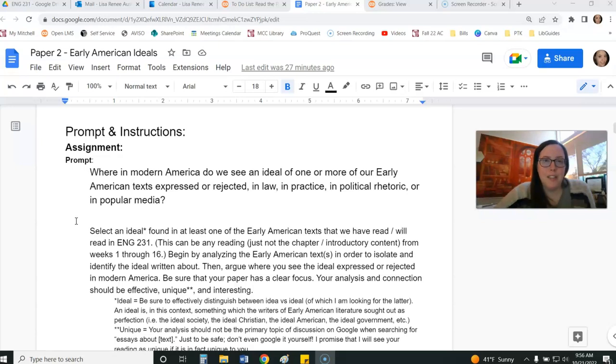Maybe you want to narrow it down, and that's perfectly fine to do, but you want to decide, okay, you've identified an ideal, you know where it existed in the texts, you've kind of explored that in your paper. Now, does it still exist in modern America, or have we rejected it? You've narrowed that down, this group accepts it, this group rejects it, etc., whatever. And where in modern America is it accepted or rejected? Where do you see that? How can you prove it?